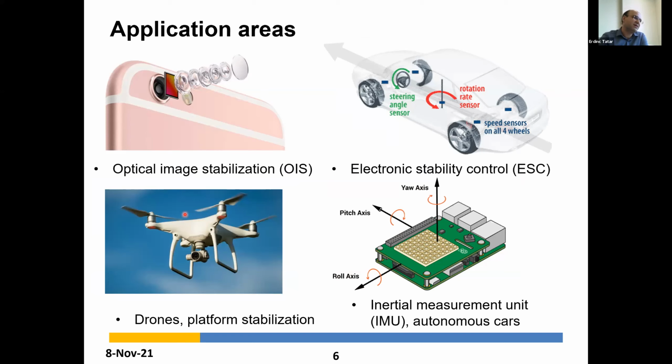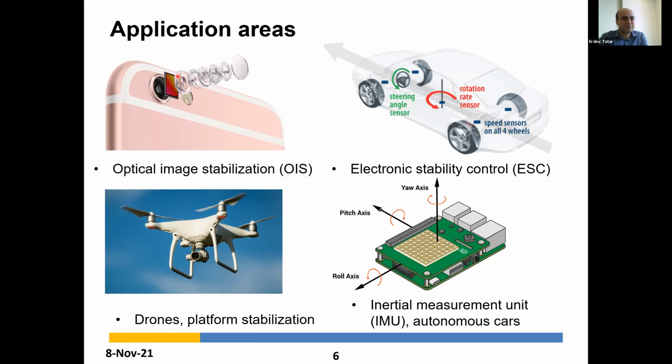For the application area, take all of your cellular phones. They are not very high performance, but most likely the modern ones these days have two gyroscopes. One of them is in the phone itself, so that it knows its orientation. You can play games, or it can predict if you are falling. The other one is for optical image stabilization.